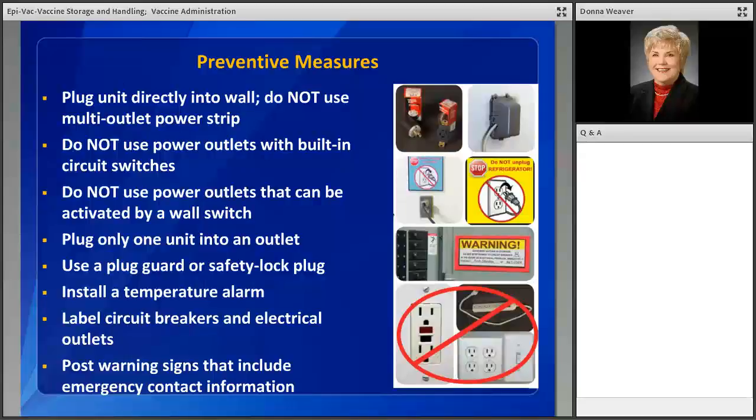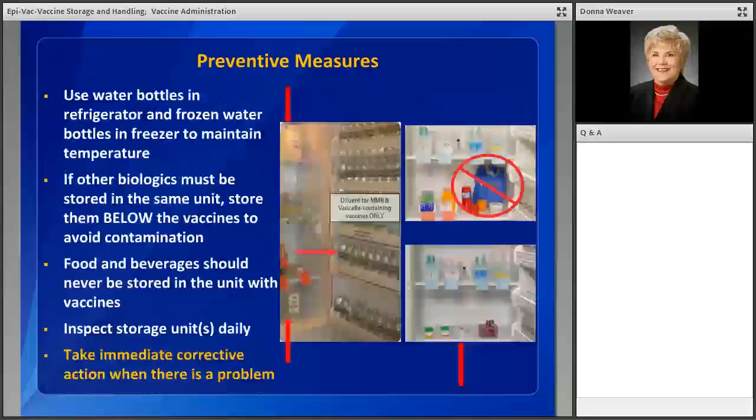closed. Label circuit breakers and electrical outlets so that workers who may be in the building will not disrupt power to your storage unit. And post warning signs that include emergency contact information in case something happens when the facility is closed. Use water bottles in the refrigerator and freezer to maintain the temperatures.